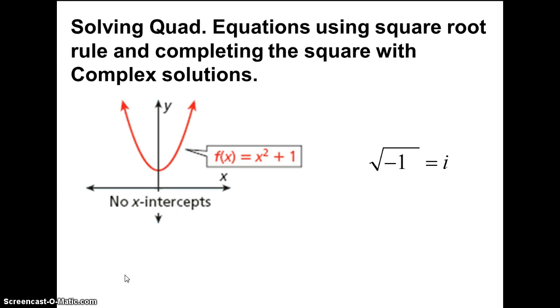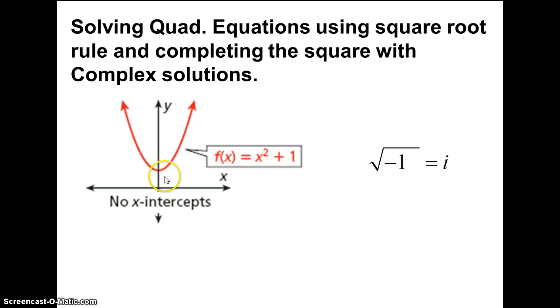Look at how to solve quadratic equations using the square root rule and completing the square when you have complex solutions. So let me explain what it means when you have a complex solution. First of all, if you graph a quadratic equation, for example, x squared plus 1, notice the U-shape, the parabola is not crossing the x-axis. So that means there's no x-intercepts.